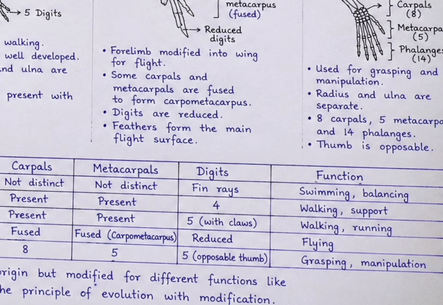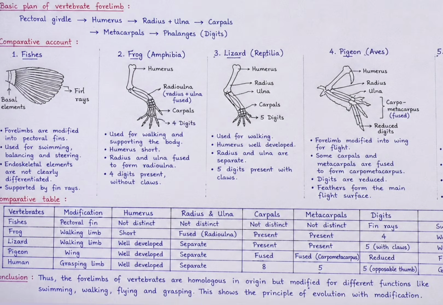The conclusion of the comparison of forelimbs in vertebrates is that the forelimbs of vertebrates are homologous in origin. In origin they are the same, but modified for different functions; when it comes to function, they are differentiated. In all vertebrates these are paired in origin, but the function changes, for example swimming, walking, flying, grabbing. This shows the principle of evolution by modification.